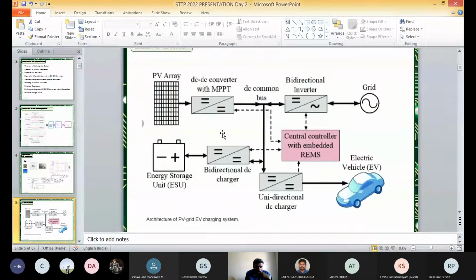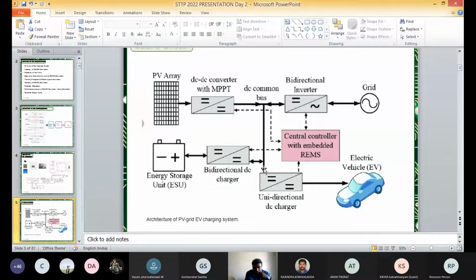So this is another example of the architecture of the PV grid for the electrical charging system. Here we are using different sources. One is the grid supply, and the other is renewable energy sources. By using the bidirectional inverter, we convert some AC to DC, and by using the PV array, we get some DC power supply.